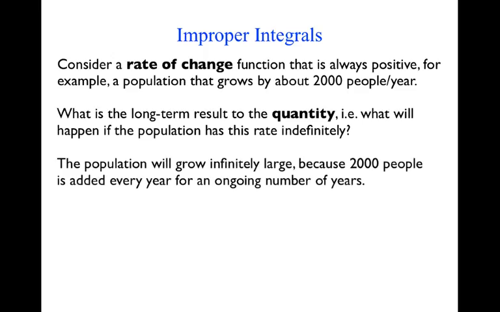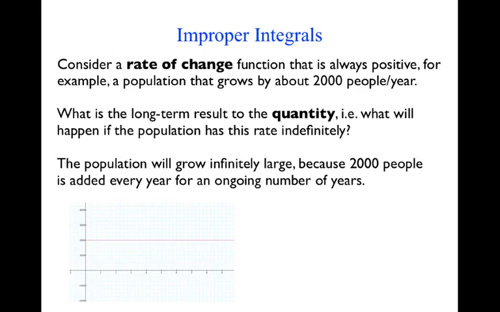Okay, so you should be thinking it's just going to get bigger and bigger and never stop getting bigger, right? So every year, population's growing by 2,000 people. So the population's just going to get huge, as big as you want, as long as you wait enough time. Because every year you add 2,000 people.